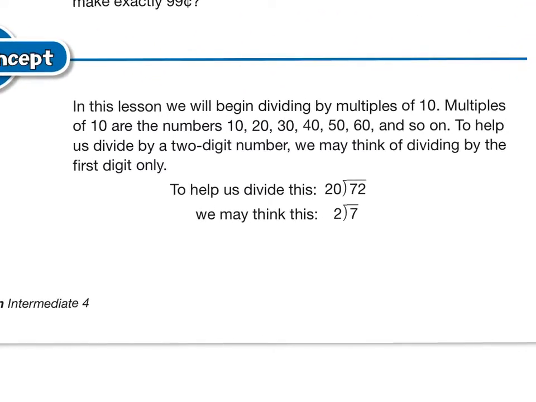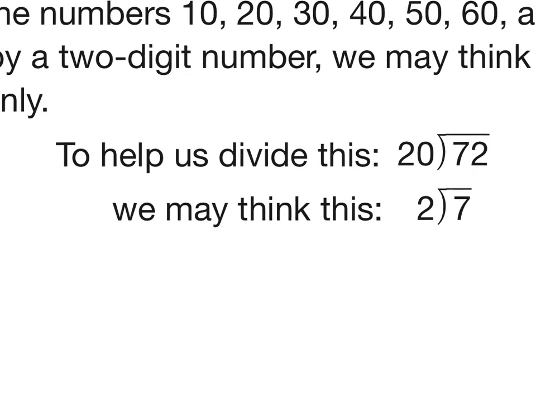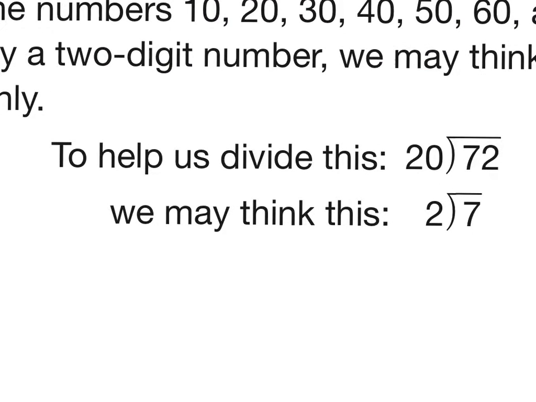And I like how they introduce it, because you're going to get problems like 72 divided by 20. So what they want you to do is think just with the 2 and the 7. You're trying to figure out how many times 20 can go into 72, which really means you're trying to figure out how many 20s there are in 70, which is a lot like how many 2s there are in 7.